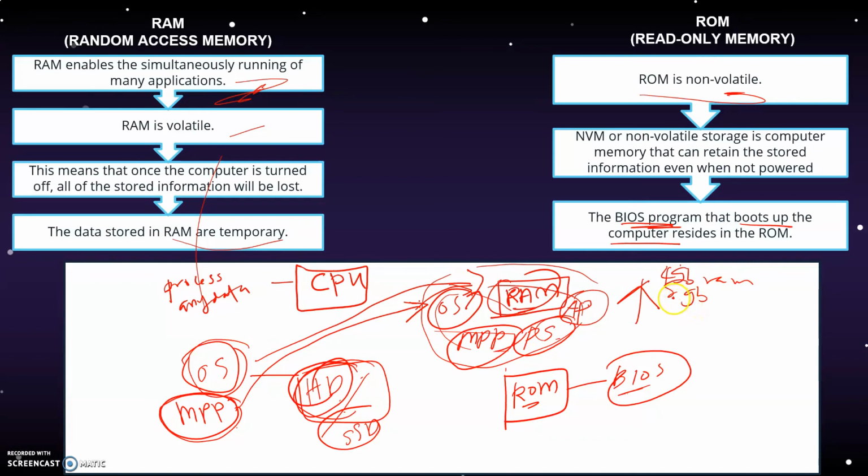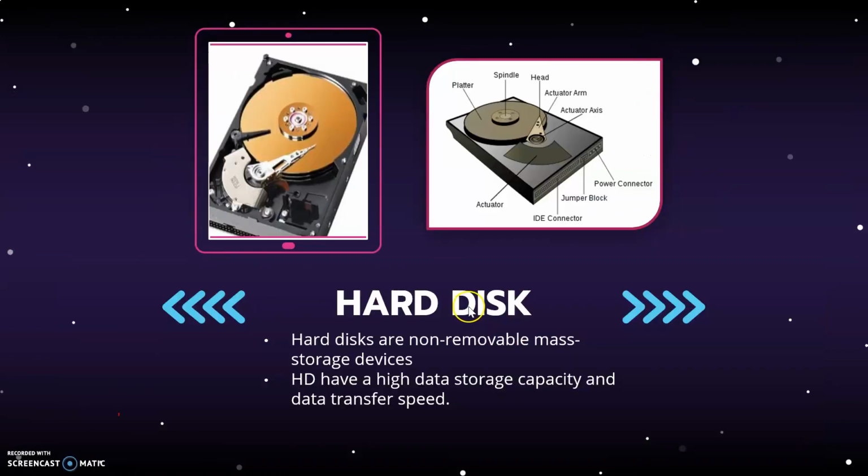So basically RAM is volatile. Whatever you are executing right now, if you are not saving it, it will be lost once your computer is turned off. So that is the difference between RAM and ROM.